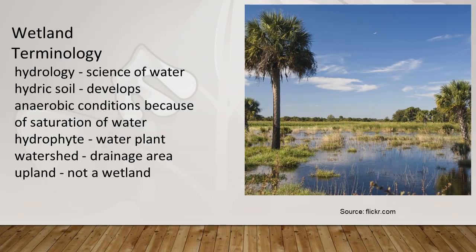Thirdly is the term for wetland plants, which is hydrophytic. Again, hydro means water, and phytic refers to plants. So hydrophytic is another word for water plant. These plants can survive, and they actually thrive in hydric soil.